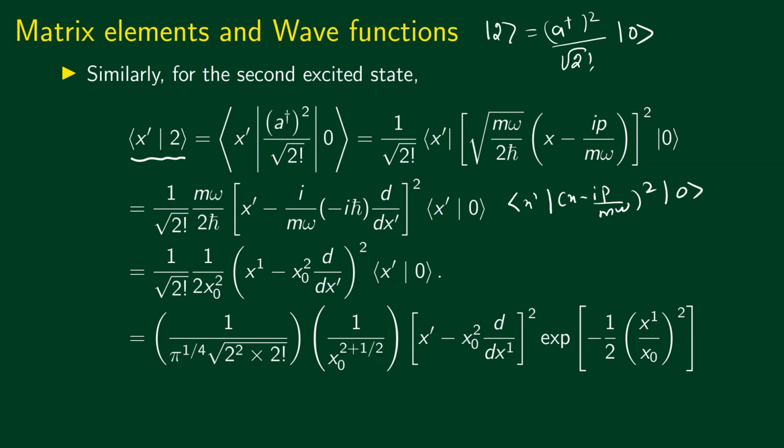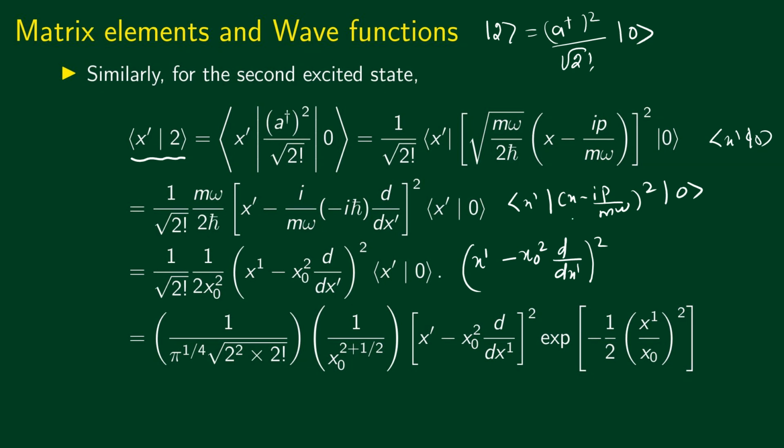Okay, we are now familiar with the logic. This can be written as the position representation of this operator acting on the wave function bra x prime ket 0. So we just have to write the position representation for this operator. Okay, and we already know the position representation for x minus ip divided by m omega. This is something we already found. The position representation for this operator is x prime minus x0 squared d by dx prime. Okay, but we have a square of this operator, so we'll have a square here also.